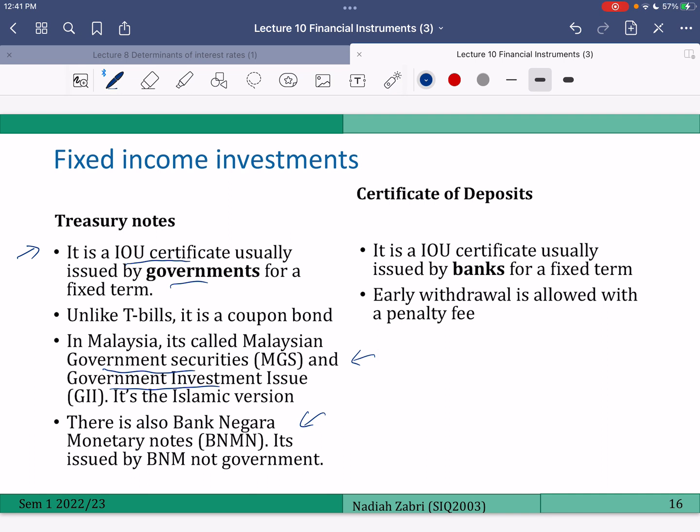Certificate of deposit. A certificate of deposit functions like a zero coupon bond, but the difference between a certificate of deposit and a zero coupon bond is who the issuer is. A certificate of deposit is issued by banks.